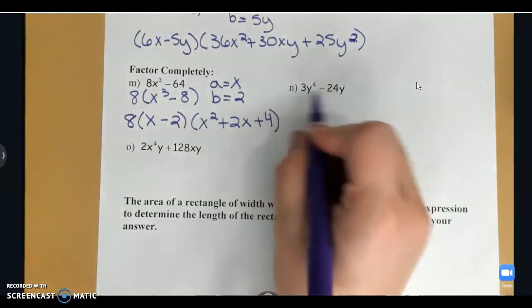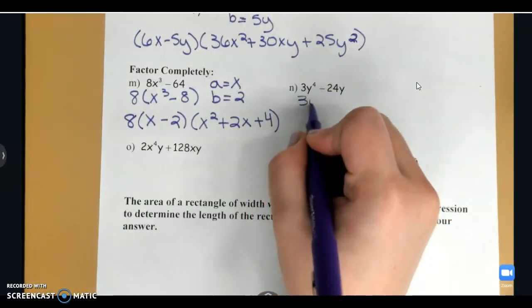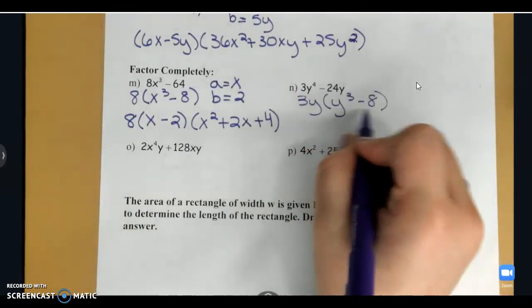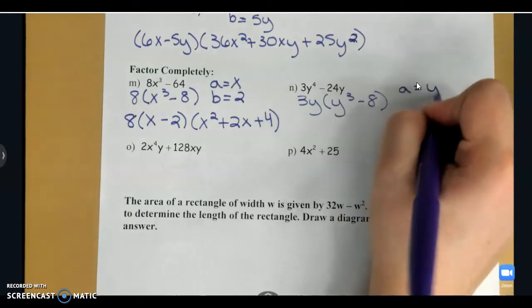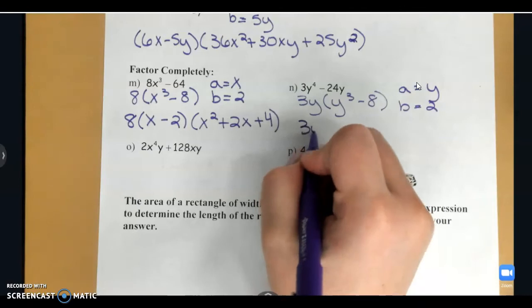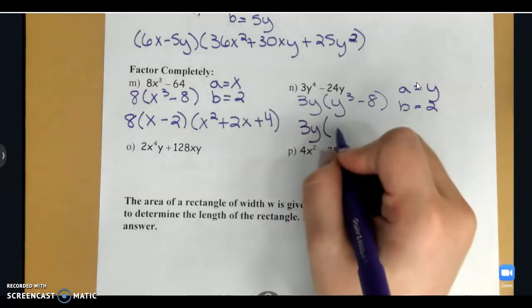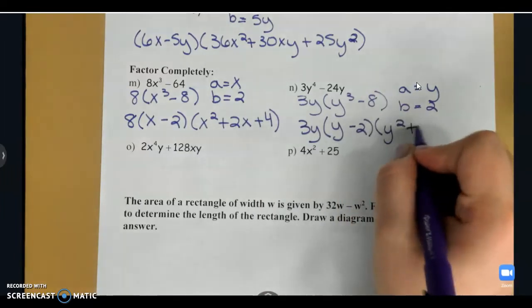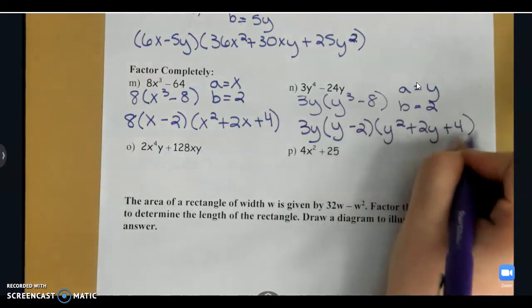All right, again on N, GCF, I've got a 3y that I can pull out. So it leaves me with y cubed minus 8. And once again, I've got a difference of cubes here. This time my a is y and my b is 2. So that 3y we factored out stays in the front. And then we have a minus b times a squared plus ab plus b squared.